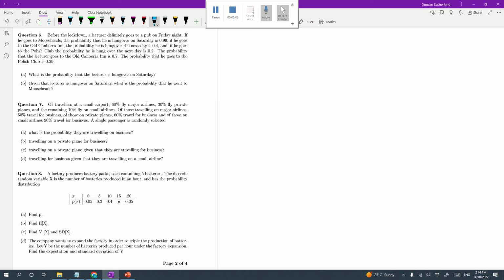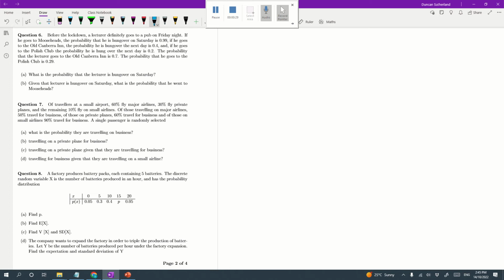Question 6. Before lockdown, the lecturer, me, goes to the pub on a Friday night. So if I go to Mooseheads, the probability that I'm hungover on a Saturday is 0.99. If I go to the Old Canberra Inn, the probability that I'm hungover the next day is 0.4. If I go to the Polish Club, the probability that I'm hungover the next day is 0.2.